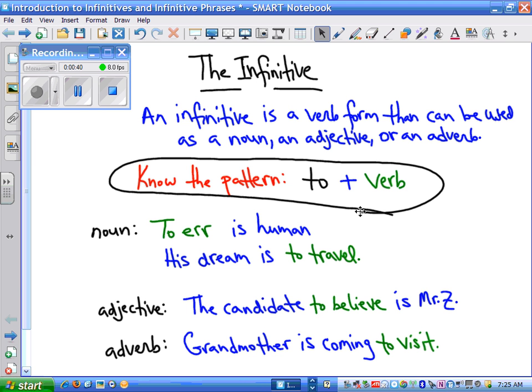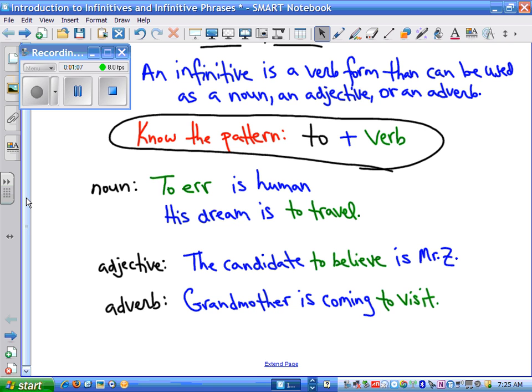To plus a verb. So an infinitive is a verb form that can be used as a noun, an adjective, or an adverb. Working as a noun, working as an adjective, or working as an adverb. And on your screen, you see examples of each of these.